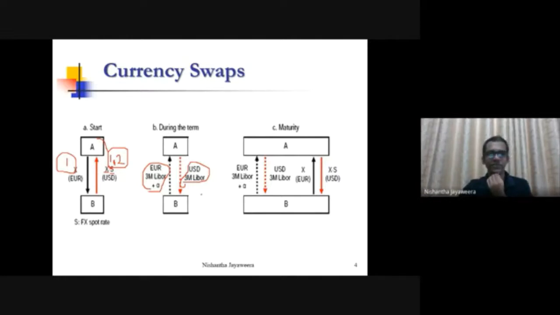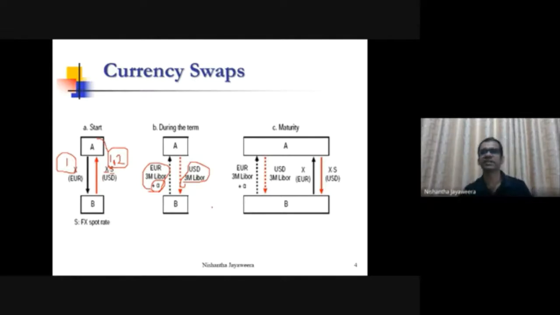This margin depends on the relative creditworthiness of party A and party B. The party who has less creditworthiness has to pay the margin. So the margin is applicable only for one party. Party B pays this floating interest rate to party A, whereas party A pays dollar 3 months LIBOR to party B. So this will happen during the lifetime of the cross currency swap transaction.